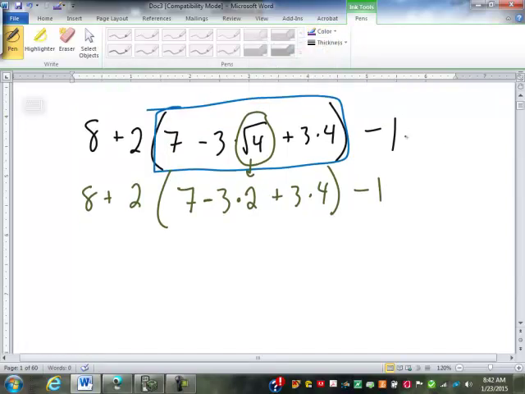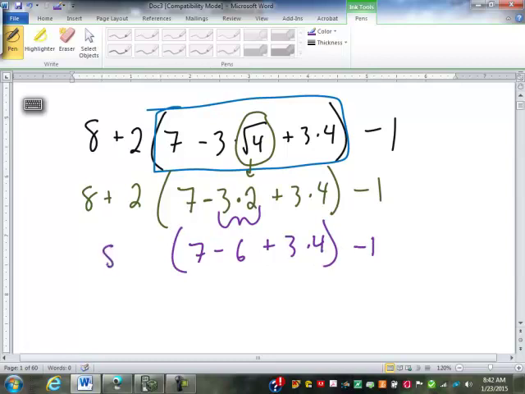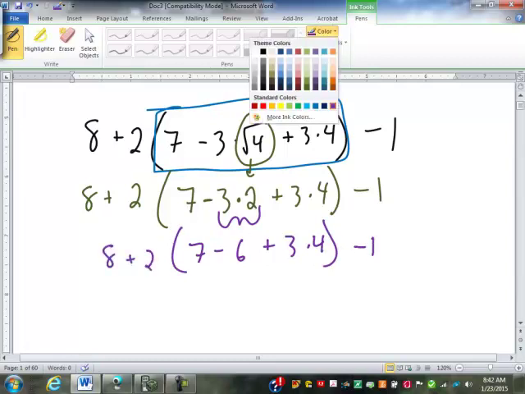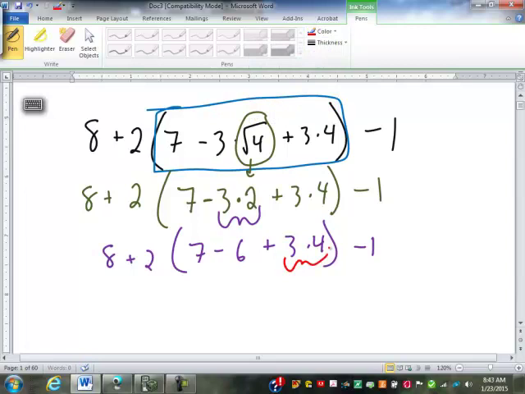Next, we're still working inside the parentheses. Are there any other exponents? Nope, that's it. So the next step would be multiplication or division. We have 2 multiplications. We work left to right. So 3 times 2 comes first. That's 6. And notice I just take out the 3 times 2 and I replace it with the 6. Everything else stays unchanged. Next then would be the 3 times 4, which is 12.